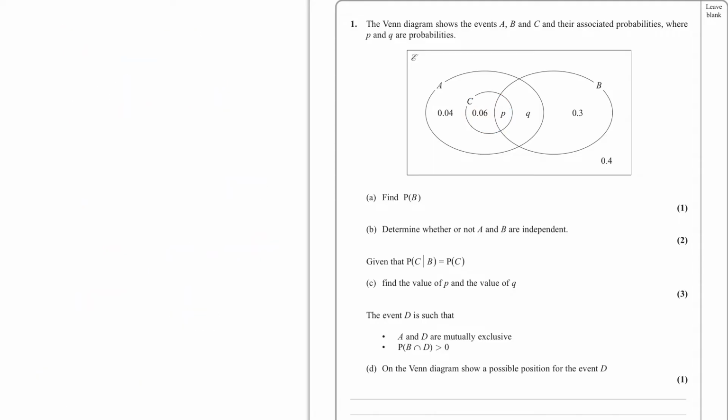Now, part D tells me that A and D are mutually exclusive. So that means there can be no intersection between A and D. So that circle for A is completely out of there. But it does tell me that there's an intersection between B and D. So all I need to do is draw a circle that crosses into B but doesn't touch A at all. So an example would be here. And that's me done.